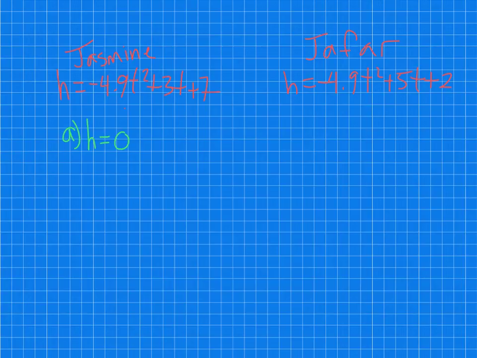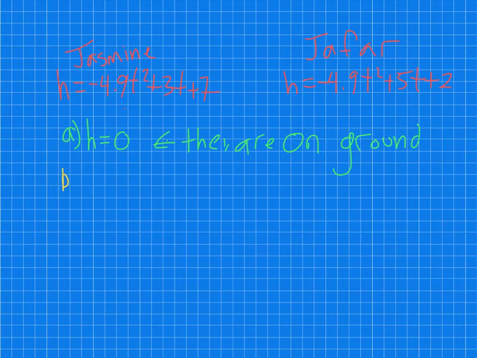If the height is 0, it means that they are on the ground. And if they're on the ground, that means that they have landed and that they have reached the ground. This is going to be important later. This is a really important concept that we're going to see over and over again.